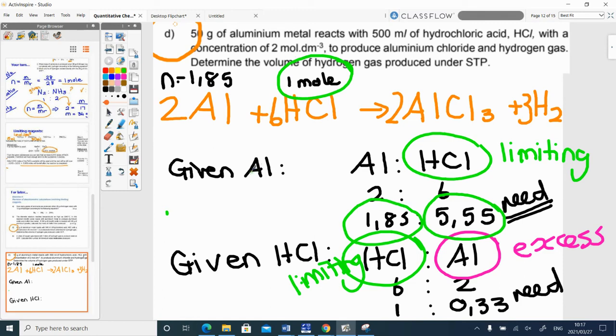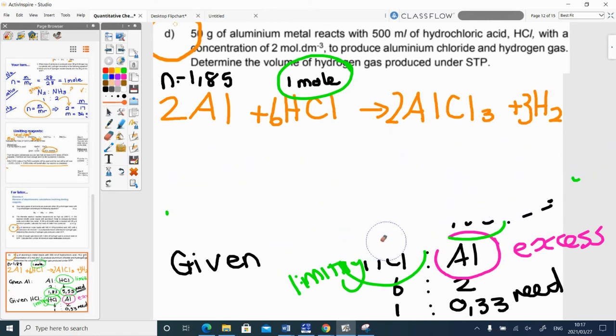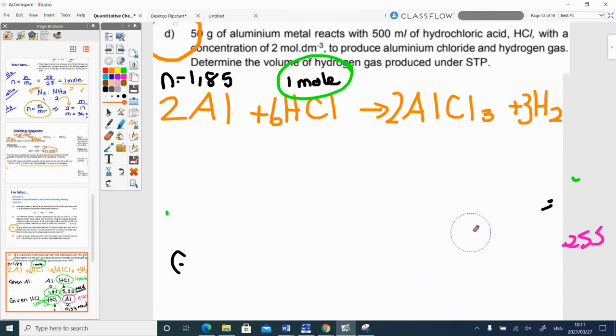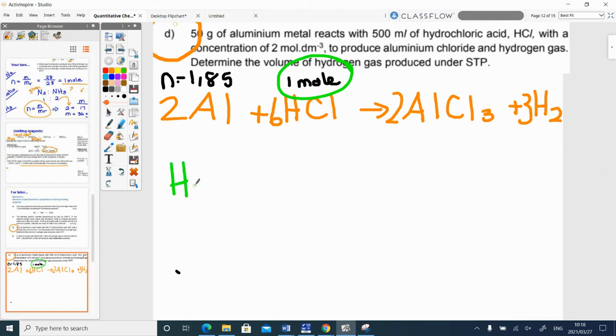That's why you still have to go and work out with the question. The moles that we worked out in the beginning are what the question is giving me. So you need to see which one of those is going to run out first. All right, now have we answered the question? No, we haven't. Because to get our answer, we still need to always go back and check, have I actually answered my question? You're going to see the question asks for the volume of hydrogen gas. So now you write H2 because that's what I'm working with now.